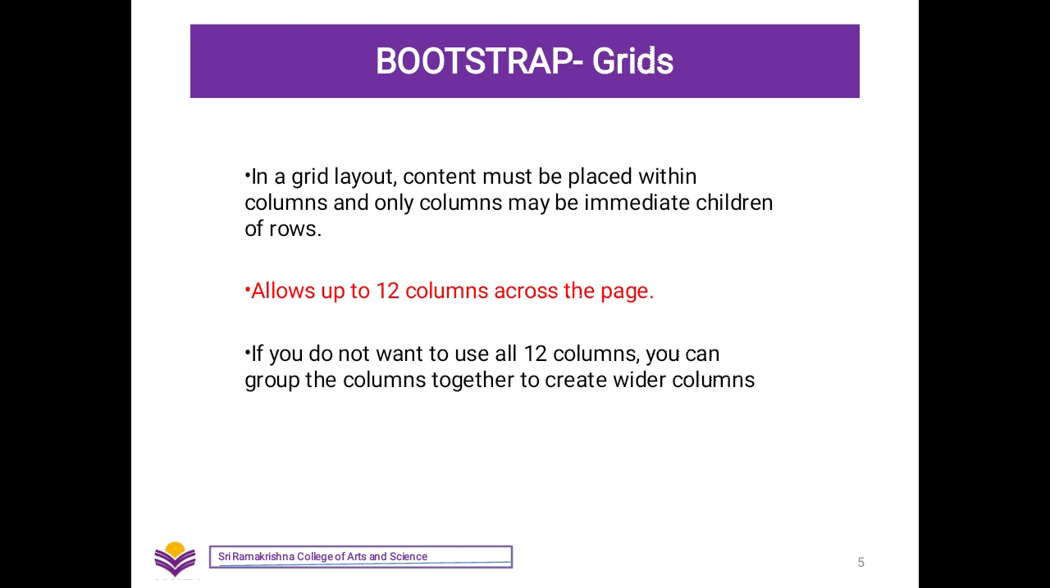Grid is a layout which has rows. Each row has a maximum of 12 columns. These columns can be grouped together depending on the need. These grids are used to lay out and align the content neatly on the web pages.